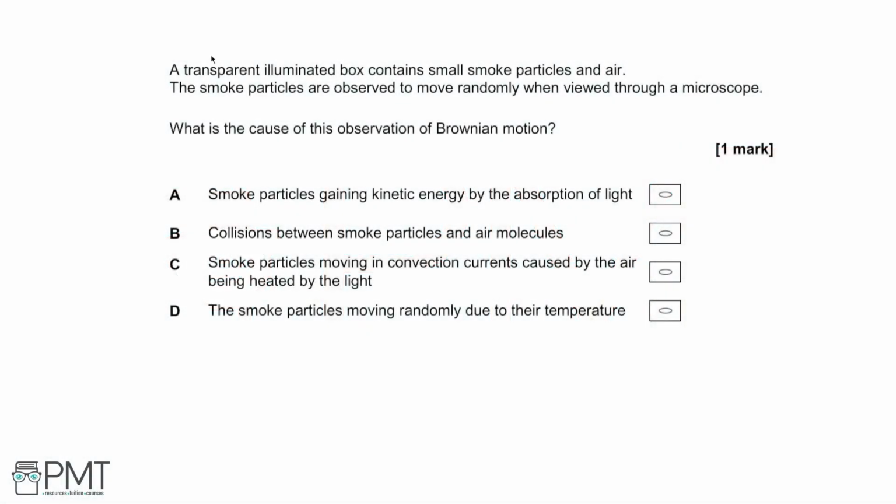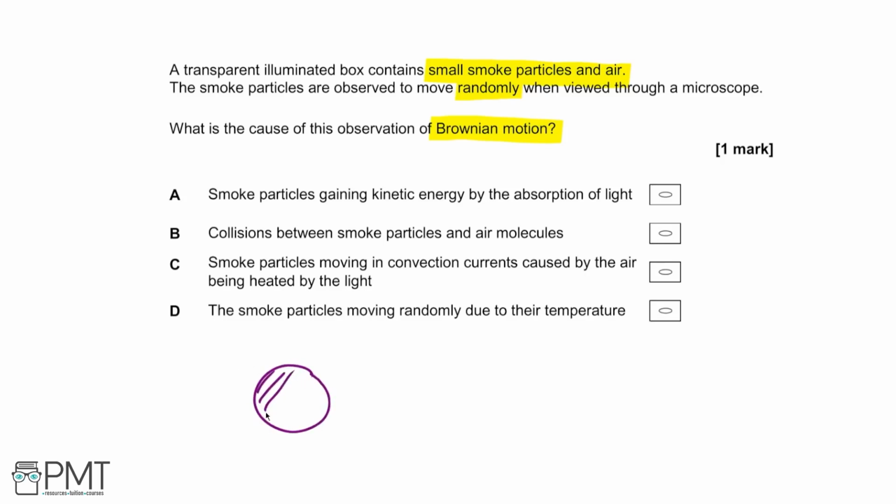This question is about Brownian motion. The question says, a transparent illuminated box contains small smoke particles and air. The smoke particles are observed to move randomly when viewed through a microscope. What is the cause of this observation of Brownian motion? In this experiment, the motion of the smoke particles comes from their collision with air molecules.